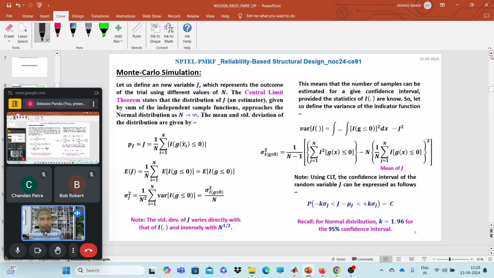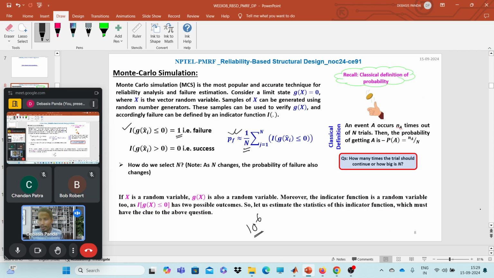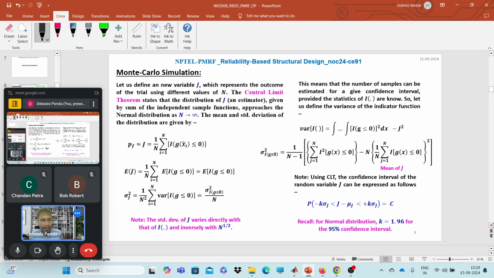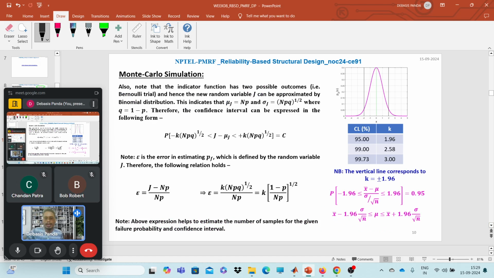Okay, so where were we? The concept is clear. Now the n, how can we get the n? Basically, look at the indicator function, it will have two values, either 1 or 0. So it basically follows which distribution? Binomial distribution. Recall the binomial distribution has two outcomes, either success or failure. So the n we actually get from approximating the binomial distribution into a normal distribution and calculating the confidence interval.